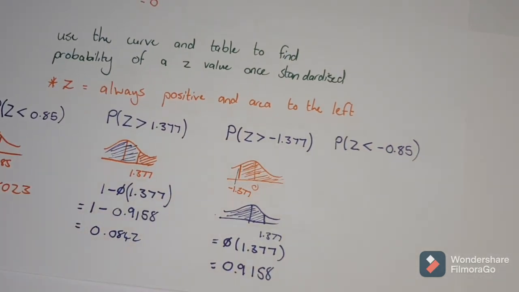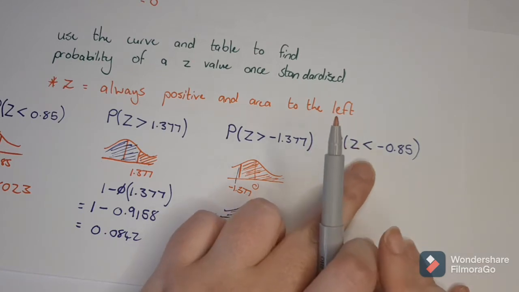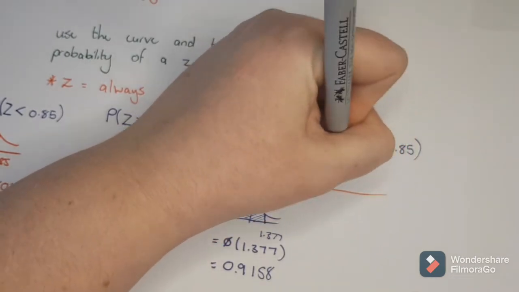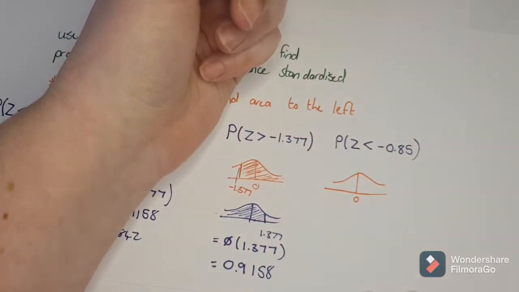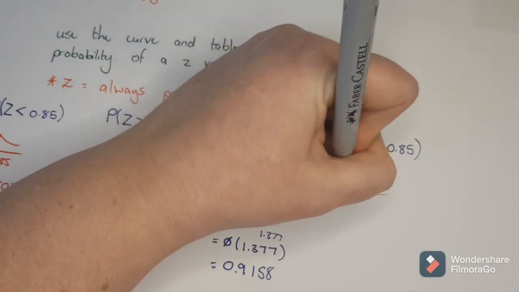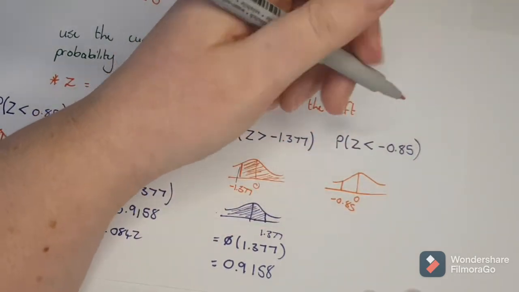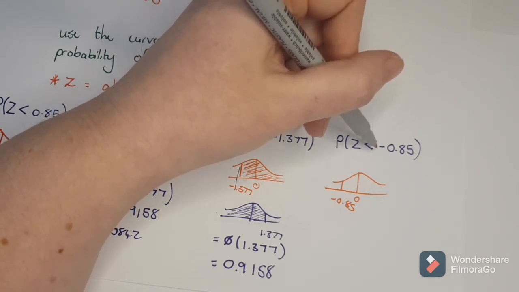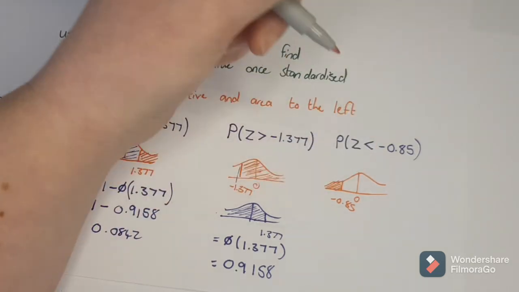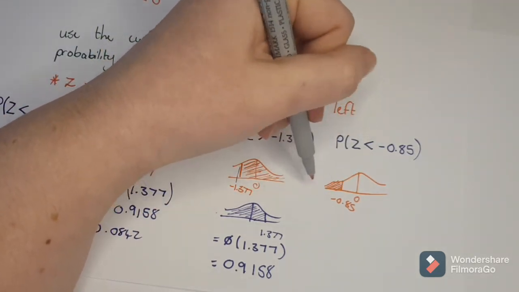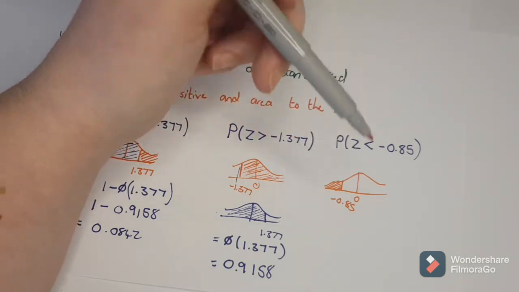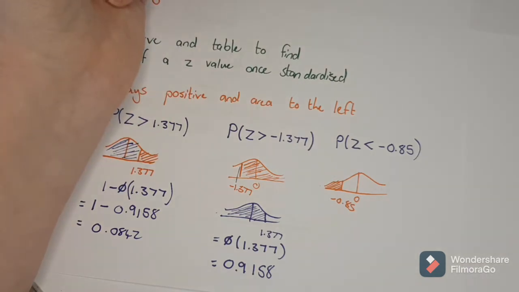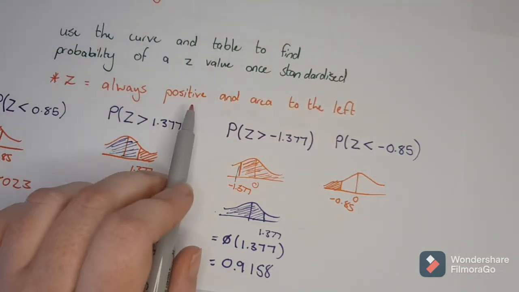Okay, so now if I look at my last example on this page, I've got my z being less than my negative number. So I've got my curve with 0 in the middle. I've got negative 0.85. And I want everything less than that. So everything that is less than is now going to be on that side, because it's going to be everything keeping smaller. Okay, so now I have got a negative number and I want the area to the left. But remember, my z must always be positive.